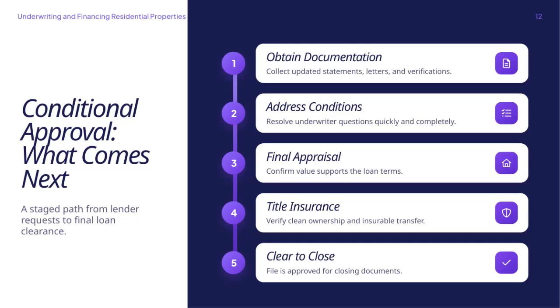Now, let's walk through what happens after conditional approval in the loan process. It's a staged path that takes us from initial lender requests all the way to the final loan clearance. First, we need to obtain documentation. This means collecting updated statements, letters, and verifications to make sure everything is current and accurate.